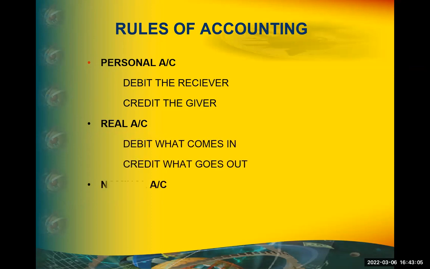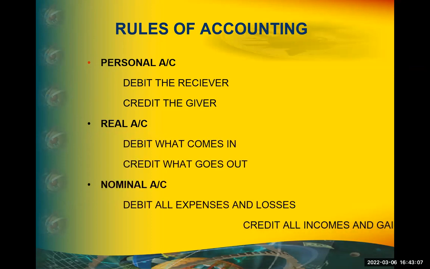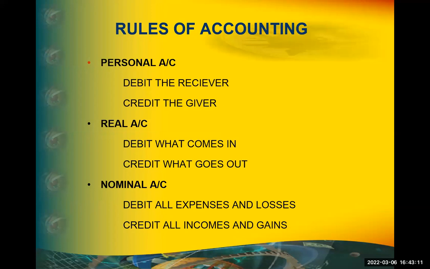Okay. Next, I think we are taking too much time, so next class we can just continue from there. This is the basic rule of accounting. Personal account rule says debit the receiver, credit the giver. Real account rule says debit what comes in, credit what goes out. Nominal account says debit all expenses and losses, credit all income and gains. Don't worry about this rule. I will make it very simple in the next class in the beginning.